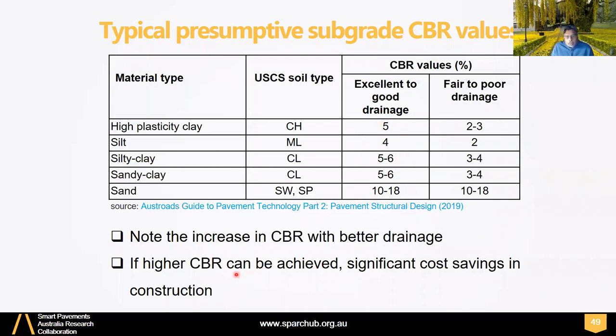So remember, the CBR value of the subgrade is a very important parameter in pavement design, and that can lead to significant cost savings if you can rely on a higher value by having proper drainage, or having confidence that that particular pavement is not going to go to poor drainage conditions due to lack of rain or proper drainage, and so on. So it is an important thing to remember in terms of pavement design and cost savings.